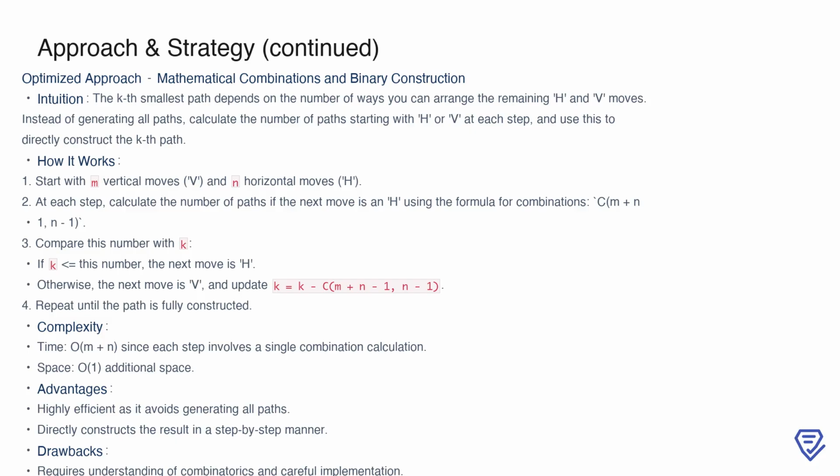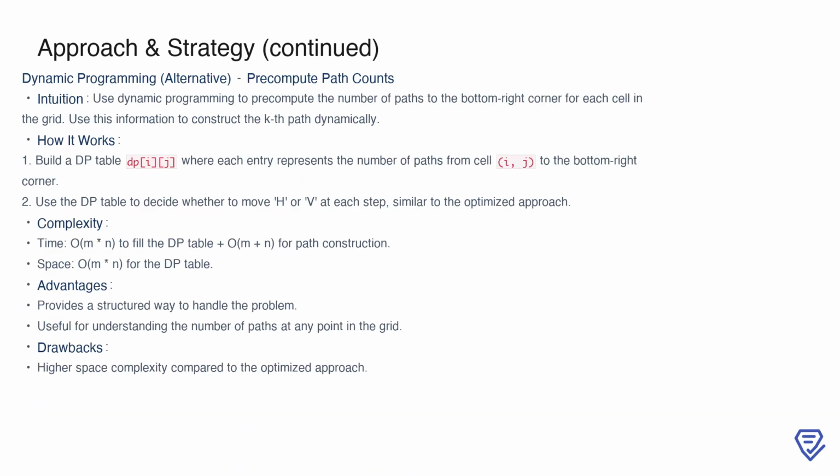Another alternative is the dynamic programming approach, which focuses on pre-computing the number of paths from each cell to the bottom right corner. This involves creating a DP table where DP[i][j] represents the number of paths from cell (i, j) to the destination. Once the table is built, it can be used to dynamically decide whether the next move should be H or V. For example, at any point, if the number of paths when moving H is greater than or equal to K, we choose H. Otherwise, we choose V and adjust K accordingly.